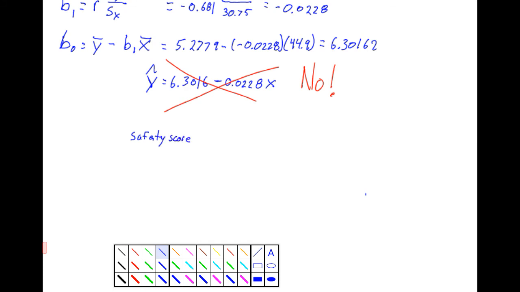And of course, it's a prediction. So we're going to put the hat over it. Equals 6.3016 minus 0.0228. And now we're not going to use x. We're going to use the explanatory variable, the x variable, which is age. Yes, this is good. This is what we want. That is the regression model.